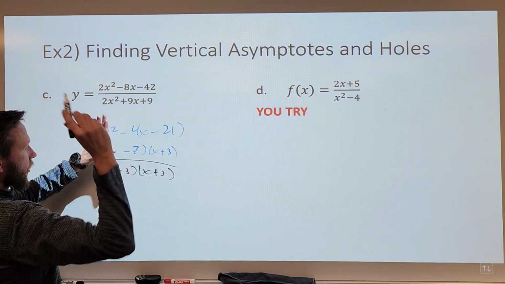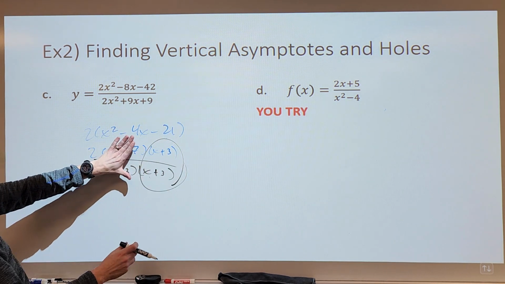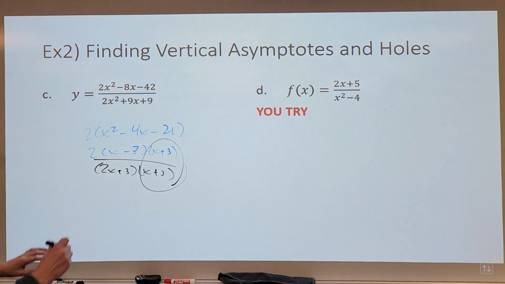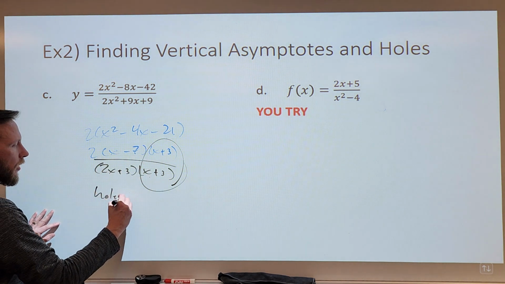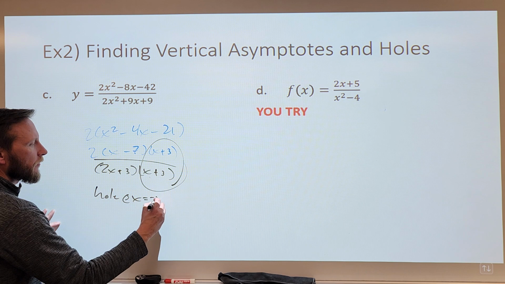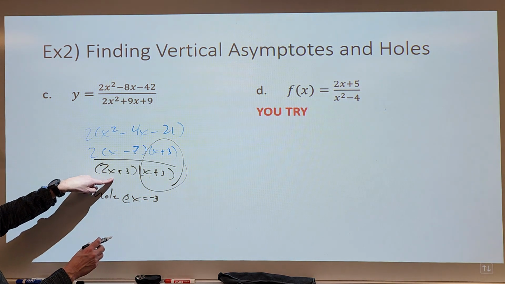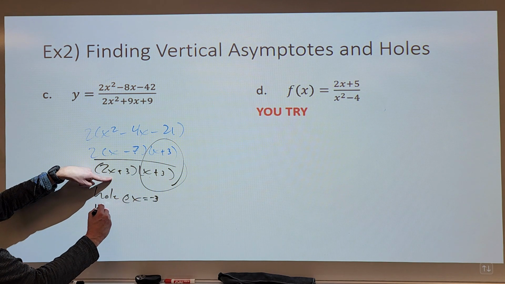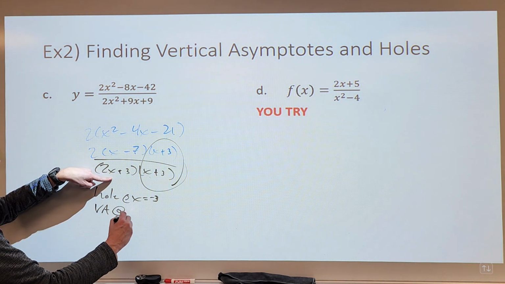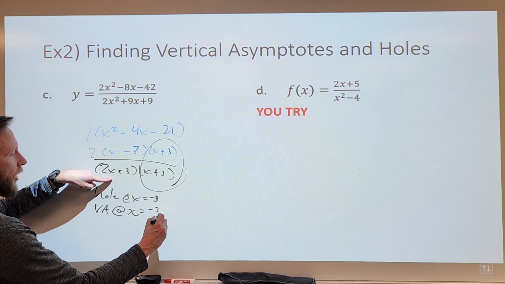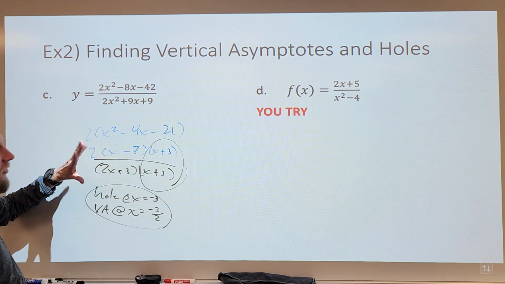Okay, so sorry for the flub there. All right, so here we're going to see that there's a hole at x equals negative 3. But there's another 0 here in the denominator, and so there's a vertical asymptote at x equals negative 3/2. All right, you see how fast it is once it's factored?